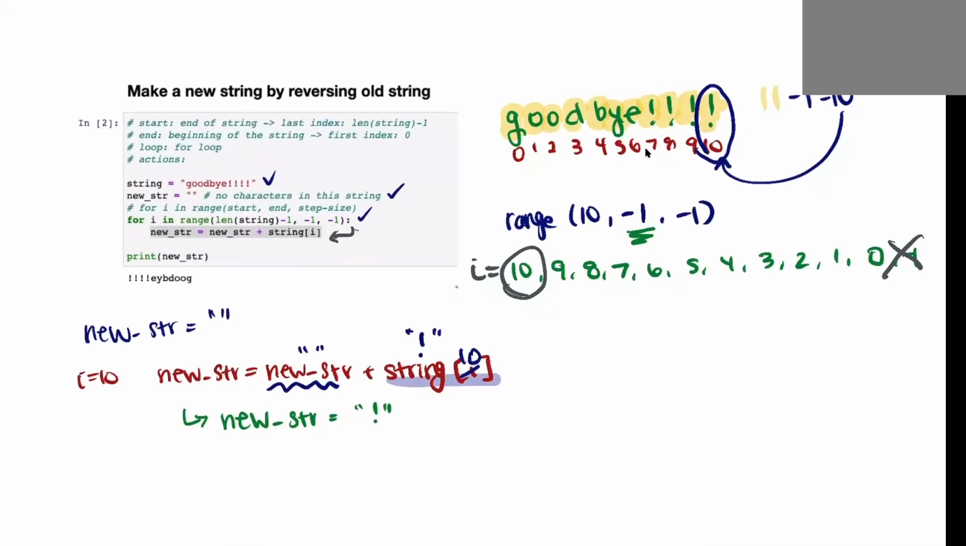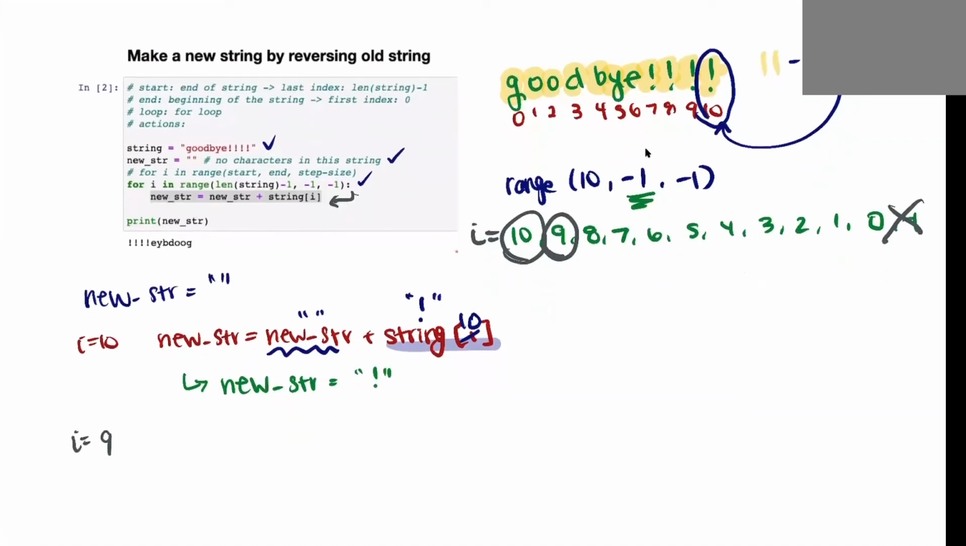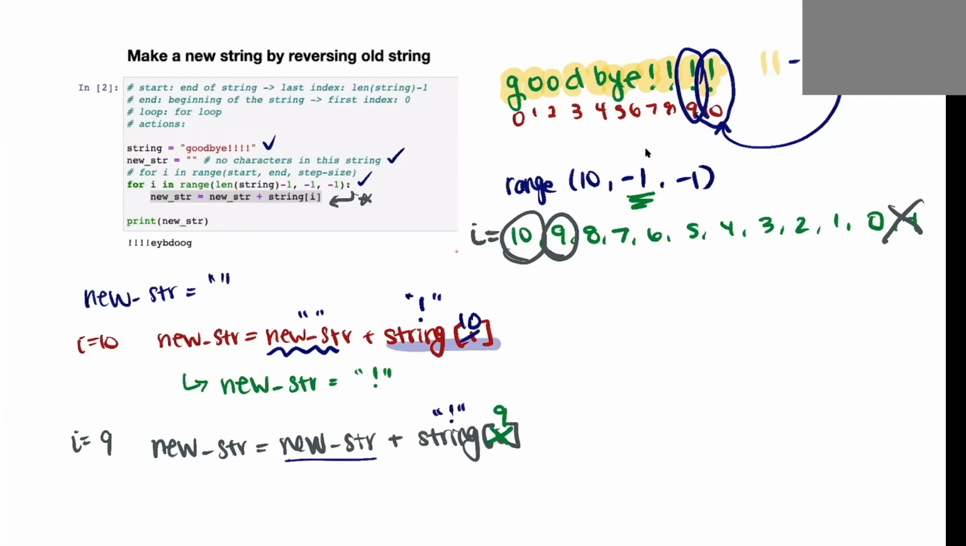So you finished 10. Now you are moving on to 9, where I is 9, which is the next value in our range. We're going to go into this line of code, new str is equal to still new str plus string I. I is 9, so I'm actually just going to replace this with 9. And if we consider what string 9 is, if you take a close look over here, it's another exclamation mark. So instead of string I, we could just think of this as an exclamation mark. New string is currently equal to an exclamation mark. It was empty quotation marks, but now it's been updated by the addition that we did. So now we have exclamation mark plus exclamation mark.